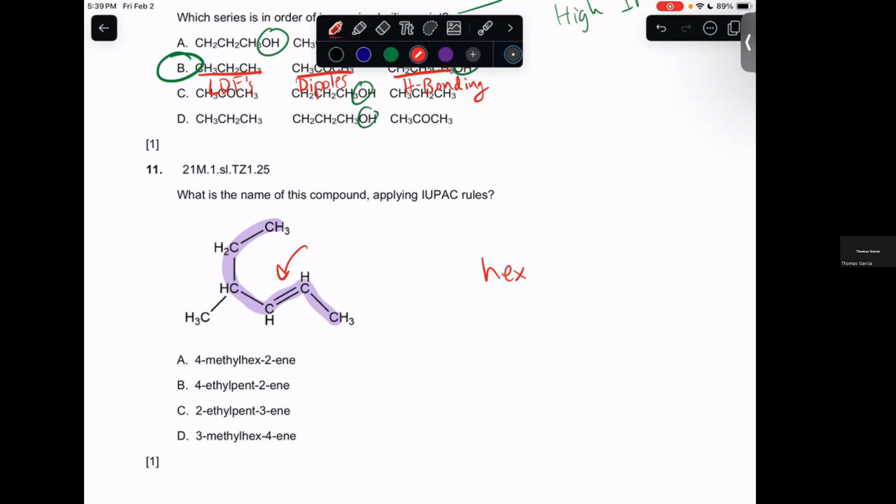So the question is, do we start counting the ene from this side over here? 1, 2, 3, 4, 5, 6. Or do we start counting 1, 2, 3, 4, 5, 6? Well, the truth is we want to make sure that the ene takes priority. So it's going to be hex-2-ene. So we're looking for hex-2-ene. And now we have a single group coming off the 4th carbon. So we're going to say 4-methyl. 4-methyl hex-2-ene, which is going to be Ra.